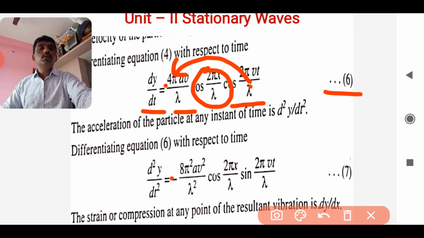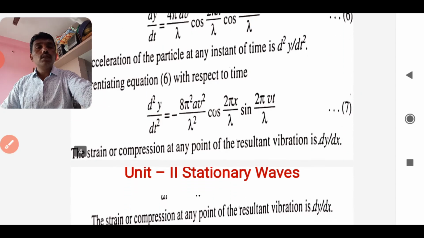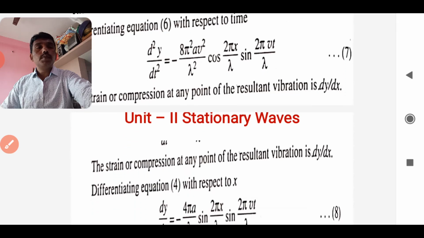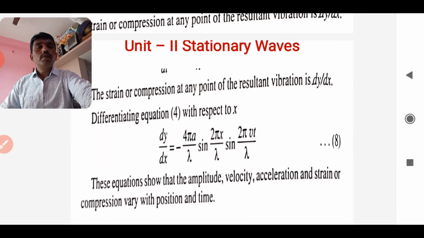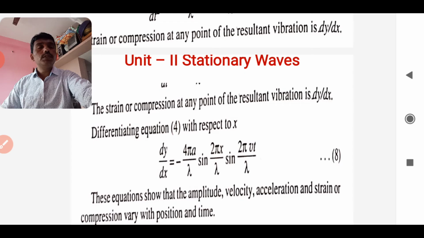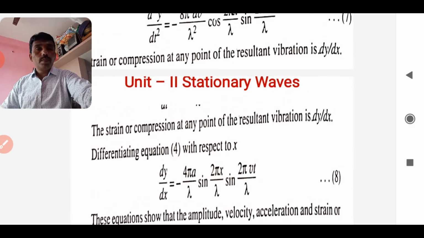So this is the double differentiation for y, or the acceleration, as far as the displacement y is concerned. So this is equation number 7, which basically gives you the acceleration for that wave, while the particle's displacement is there. Again, if I want to find out the strain and compression at any point of the resultant vibration, it is nothing but dy by dx.